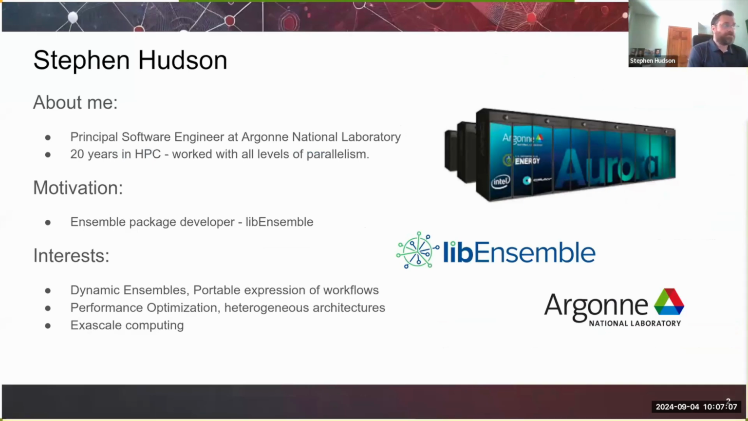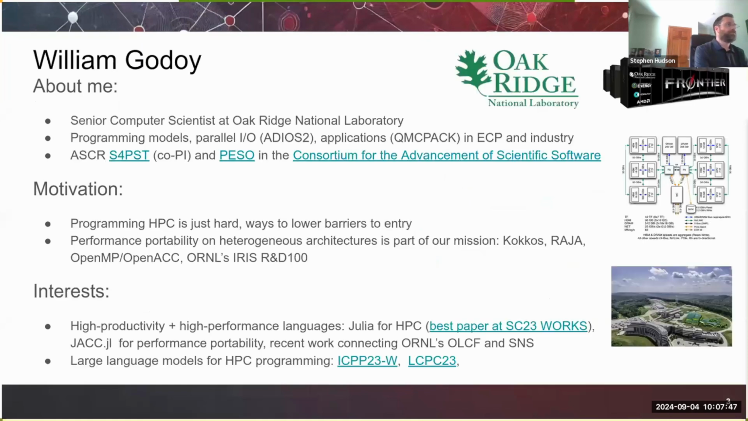So at Argonne, I've been a developer on the package libEnsemble, which is an ensemble toolkit for running dynamic ensembles, where you may be, for example, running an optimization or some other model that is driving simulations. It could be AI. And in libEnsemble, we pride ourselves on running portable heterogeneous workflows. So detecting and assigning CPUs, GPUs on NVIDIA, AMD, and Intel hardware. So we run a lot on Aurora, Frontier, Perlmutter. So that's me. And then we have William.